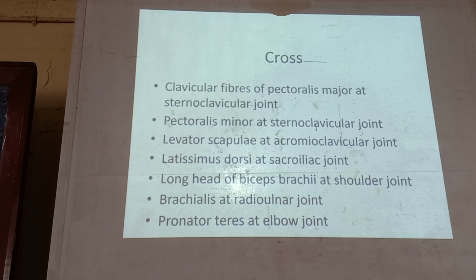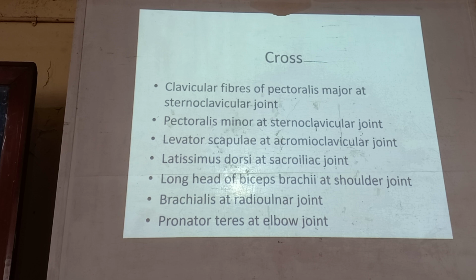For example, let's take the clavicular fibers of pectoralis major. Origin clavicle, insertion humerus. How will you go from clavicle to humerus passing through synovial joints? From clavicle you go to scapula, acromioclavicular joint, and from scapula you go to humerus, glenohumeral joint. So clavicular fibers of pectoralis major cross the acromioclavicular joint and glenohumeral joint. They do not cross the sternoclavicular joint.